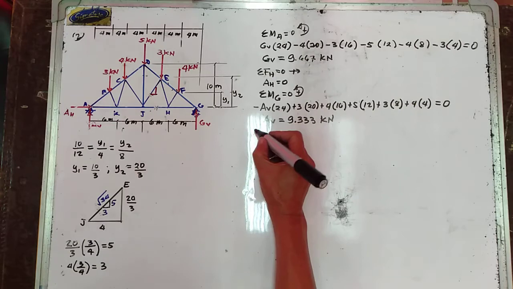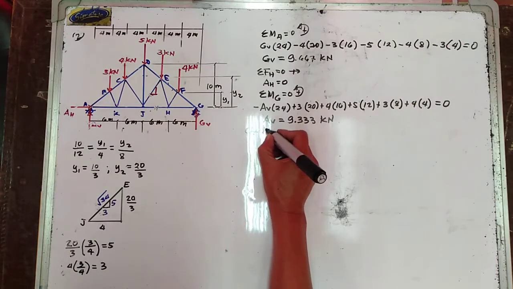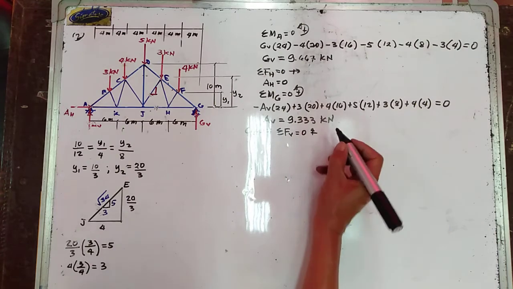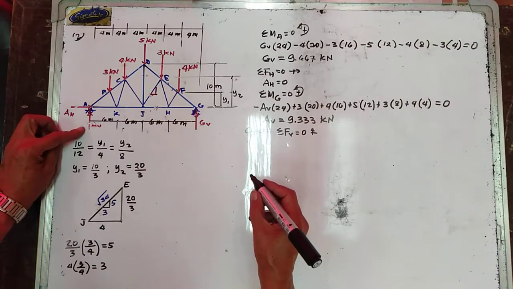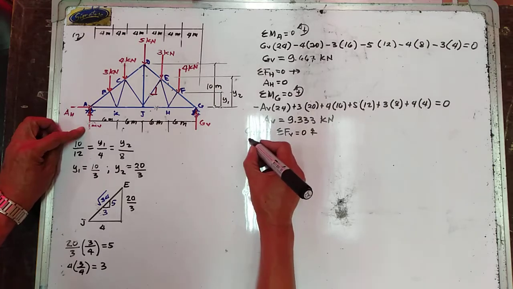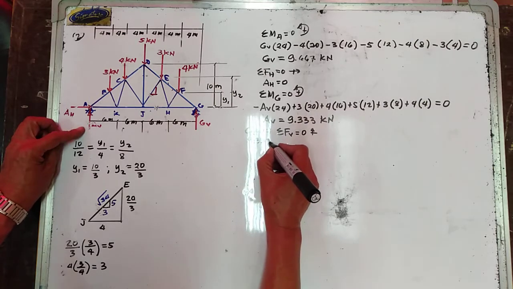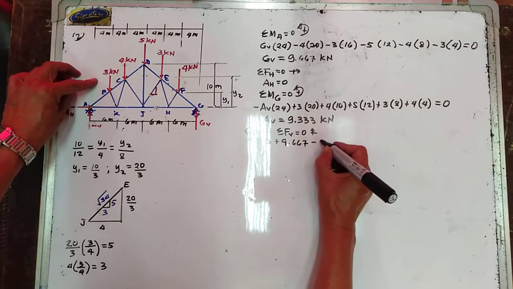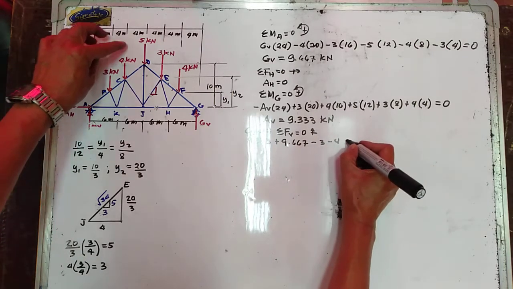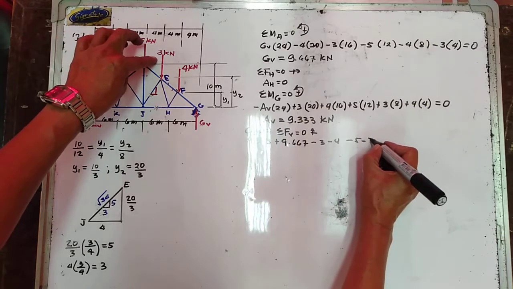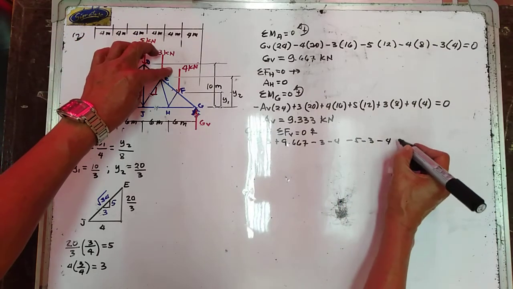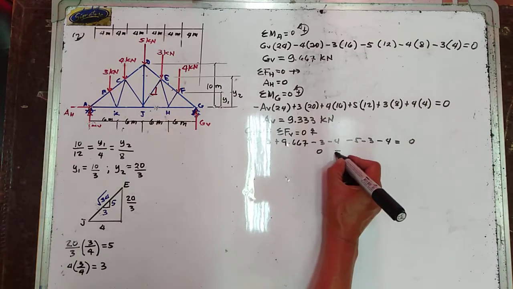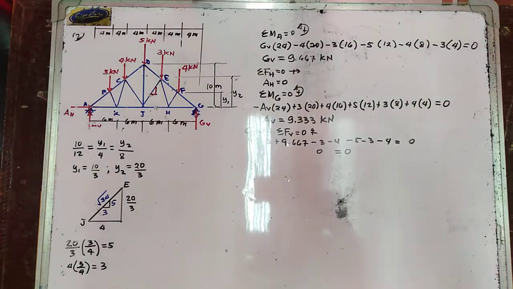So you can check using summation of forces vertical is equal to 0, upward forces positive. So your A vertical, 9.333 plus 9.667 minus 3 minus 4 minus 5 minus 3 minus 4 is equal to 0. So this is 0 is equal to 0.